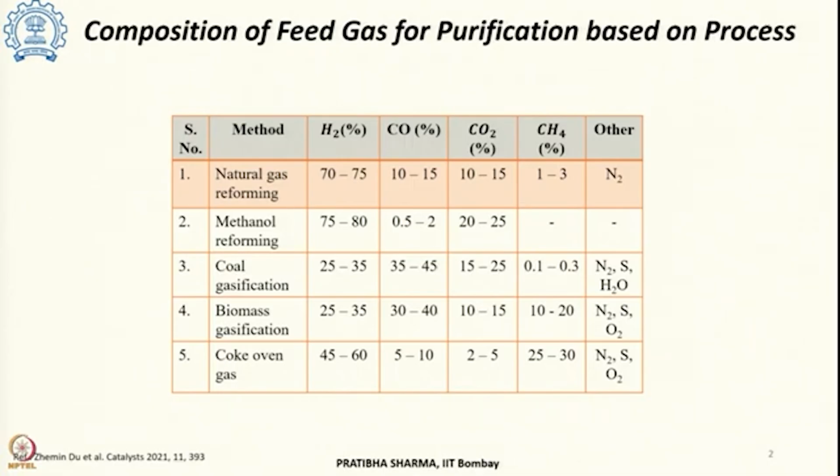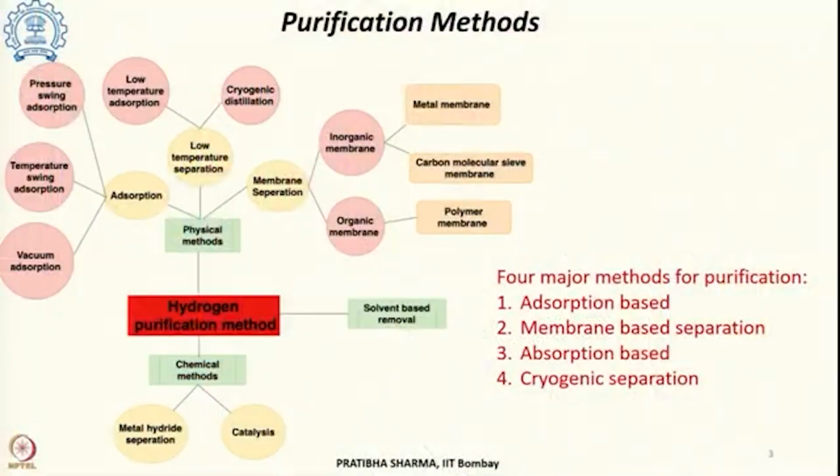To get pure hydrogen, there are different methods of purification which can be used. Broadly, these can be categorized into 4 different types. The first is the adsorption based method, in which all the impurities or contaminants present in the product gas stream are adsorbed, however hydrogen remains. The second method is membrane based separation, where the membrane selectively allows certain species to pass through it, thereby giving a pure product gas stream.